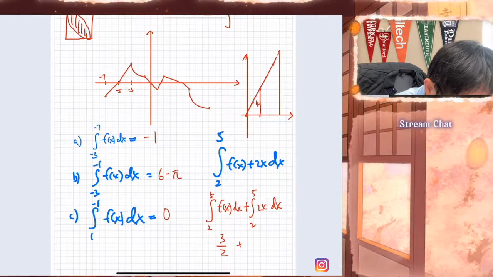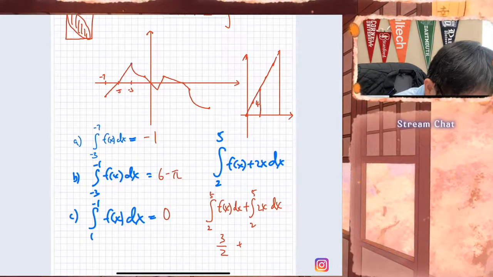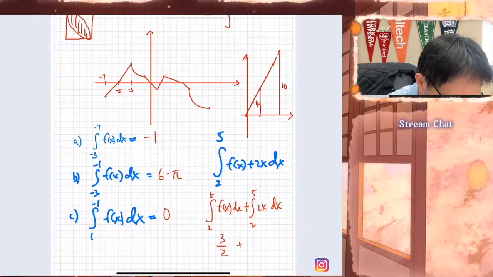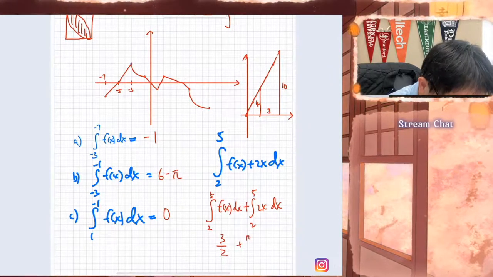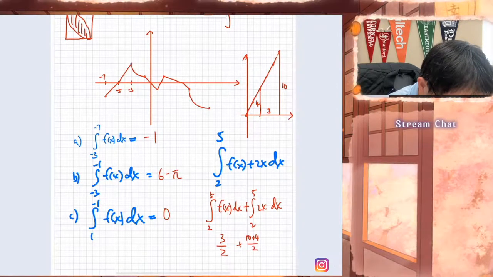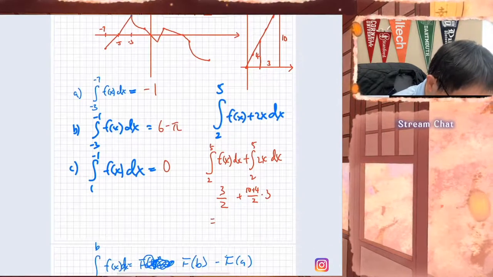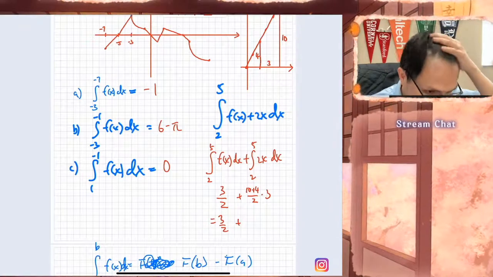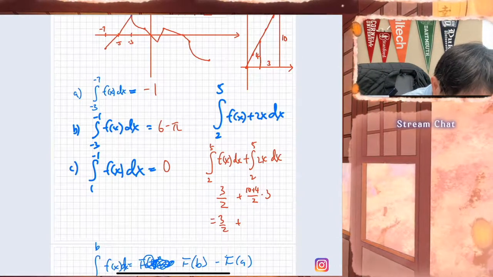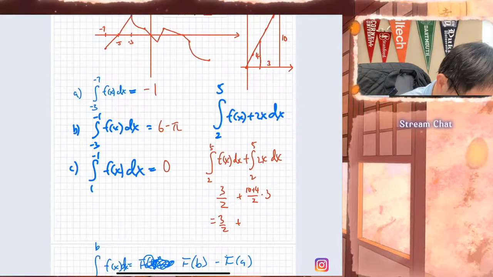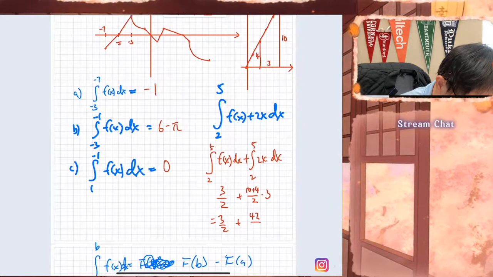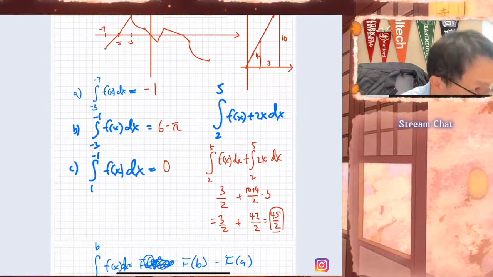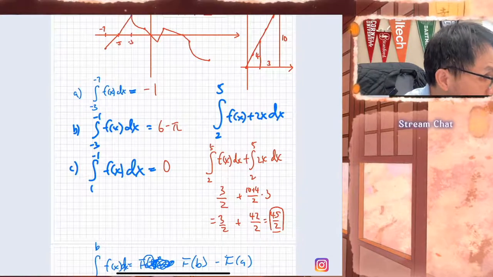So this is a 4, and this is a 10, I believe. This is a trapezoid with 2 bases, and this is 3. So it'll be the average of the 2 bases, 10 plus 4 over 2, times 3. So it'll be 3 over 2 plus, now this one is going to be 7 times 3, so it'll be 21. 14 times 3 is what? 42 over 2? So that's roughly 45 over 2. Does this make sense? Because 2x is basically just y equals 2x.